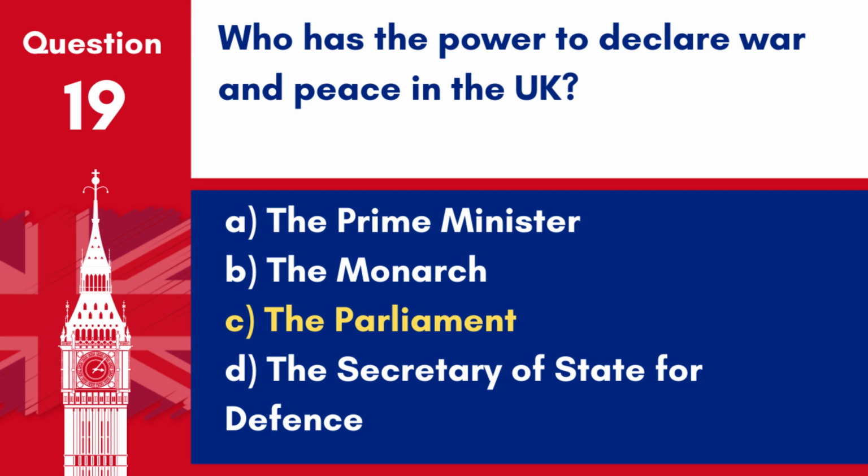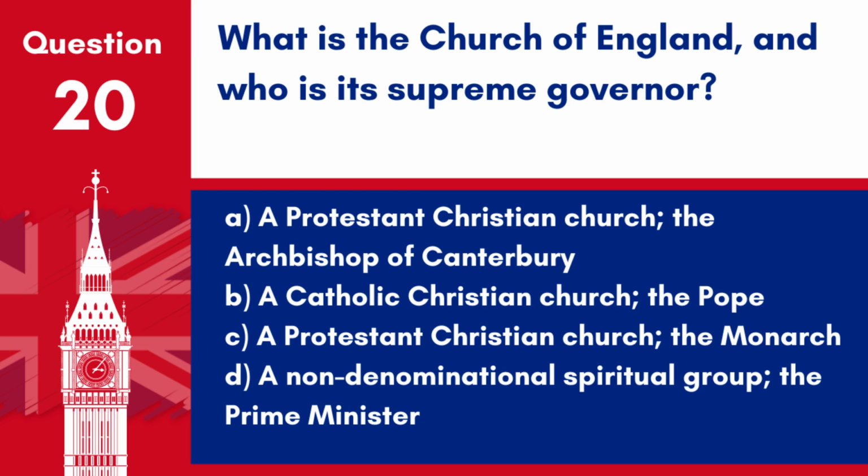Answer. C. The Parliament. The power to declare war and peace in the UK formally rests with Parliament, although in practice, this decision is often driven by the government. Question 20. What is the Church of England, and who is its supreme governor? A. A Protestant Christian church, the Archbishop of Canterbury.